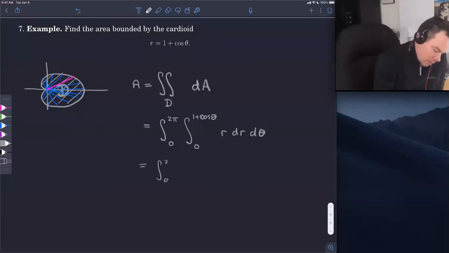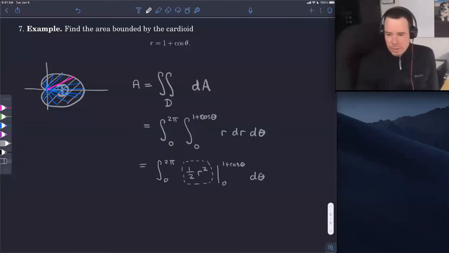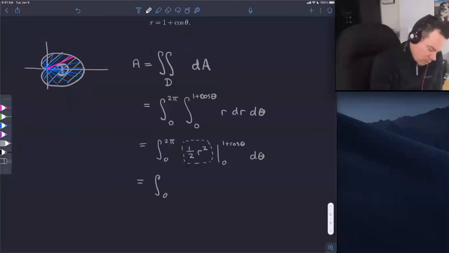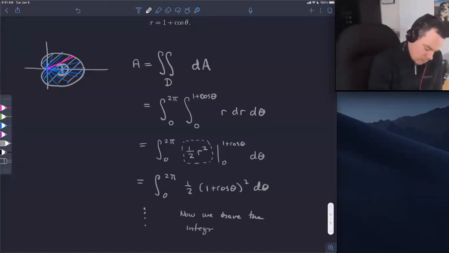When we integrate, we get the integral from 0 to 2 pi of 1/2 r squared, from 0 to 1 plus cos theta, d theta. That's where the 1/2 r squared comes from in our calculus 1 formula. It comes from the integral of r. And so this becomes the integral from 0 to 2 pi of 1/2 (1 plus cos theta) squared d theta. And we can get the result. Now we have the integral from before.